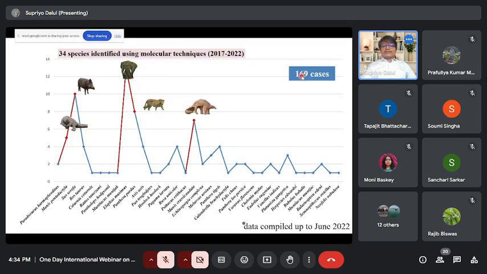And of these 169 cases, the species most identified are elephants, the wild boar, Indian pangolin, Chinese pangolin, and leopards. So we can understand that in a particular region in India, these are the most hunted species, mostly for wildlife trade.